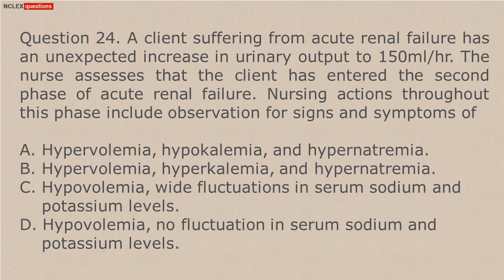Question 24. A client suffering from acute renal failure has an unexpected increase in urinary output to 150 milliliters per hour. The nurse assesses that the client has entered the second phase of acute renal failure. Nursing actions throughout this phase include observation for signs and symptoms of: A. Hypovolemia, hypokalemia, and hypernatremia. B. Hypovolemia, hyperkalemia, and hypernatremia. C. Hypovolemia, with fluctuations in serum sodium and potassium levels. D. Hypovolemia, no fluctuation in serum sodium and potassium levels.